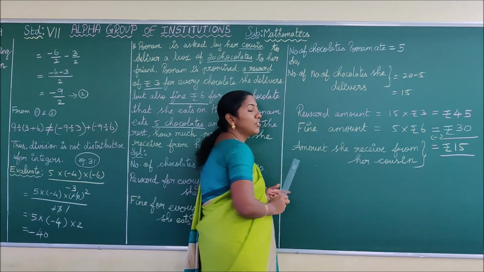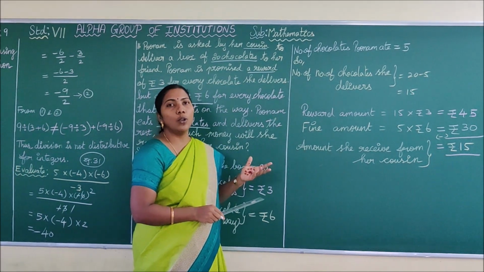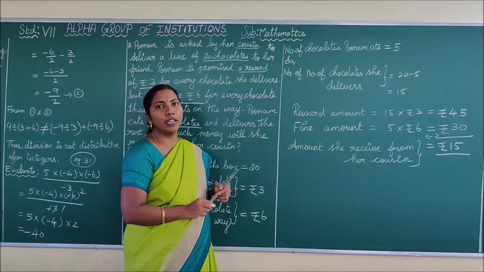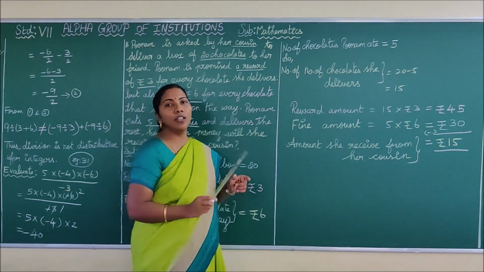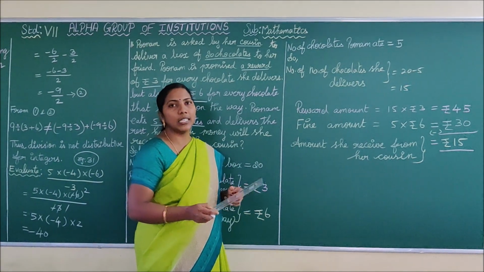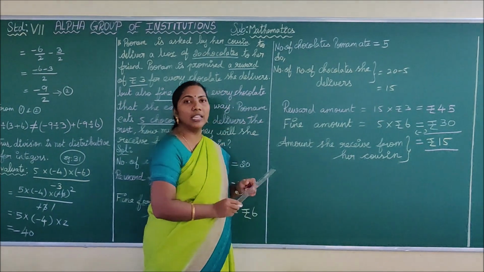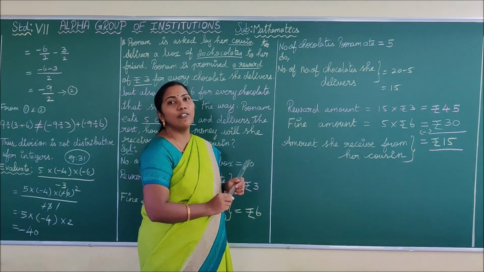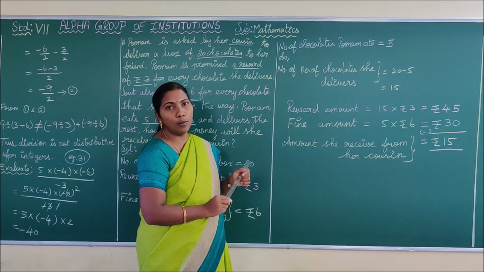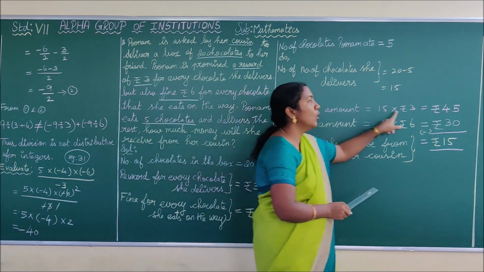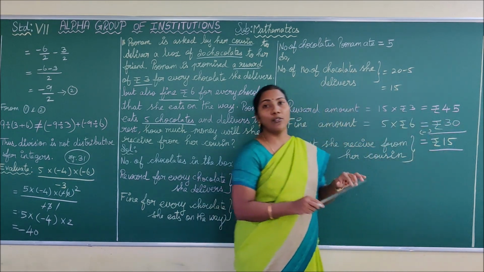Now, what is the number of chocolates remaining? Totally the box contains 20 chocolates. Now Poonam ate 5 chocolates. So the remaining chocolates are 15. Thus 20 minus 5 equals 15. So Poonam delivers only the 15 chocolates to her cousin's friend. So how can we calculate the reward amount? She delivered only 15 chocolates. What is the reward amount? Rupees 3. So you have to calculate the reward amount as the number of chocolates times rupees 3. So 15 into 3 is rupees 45. What is the fine amount?